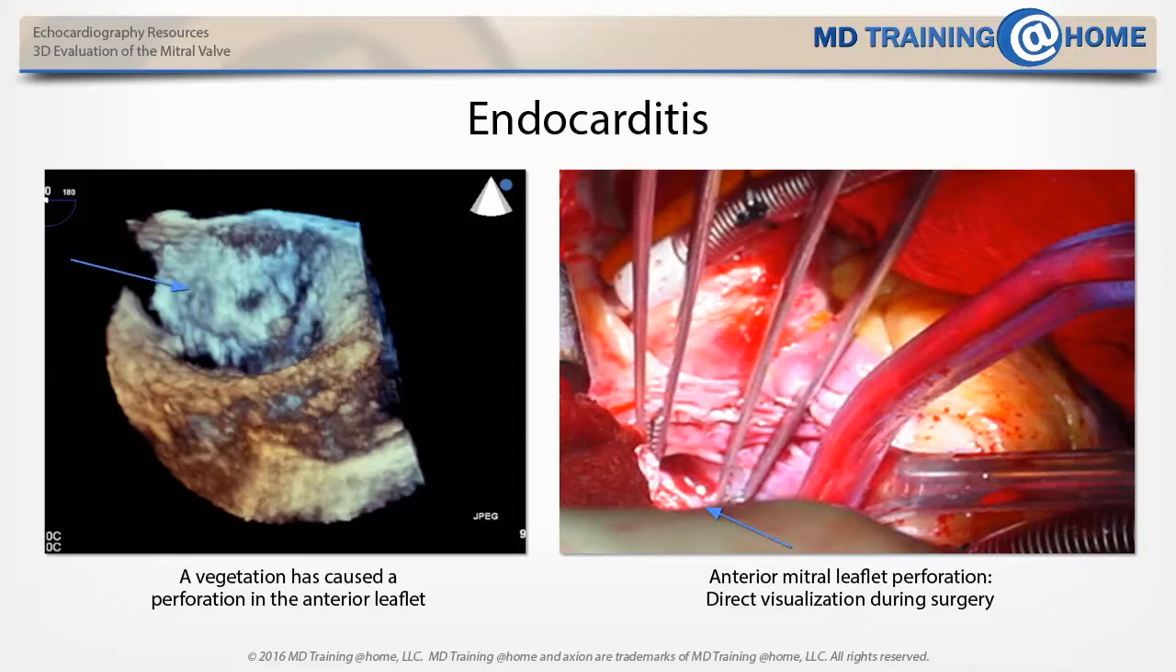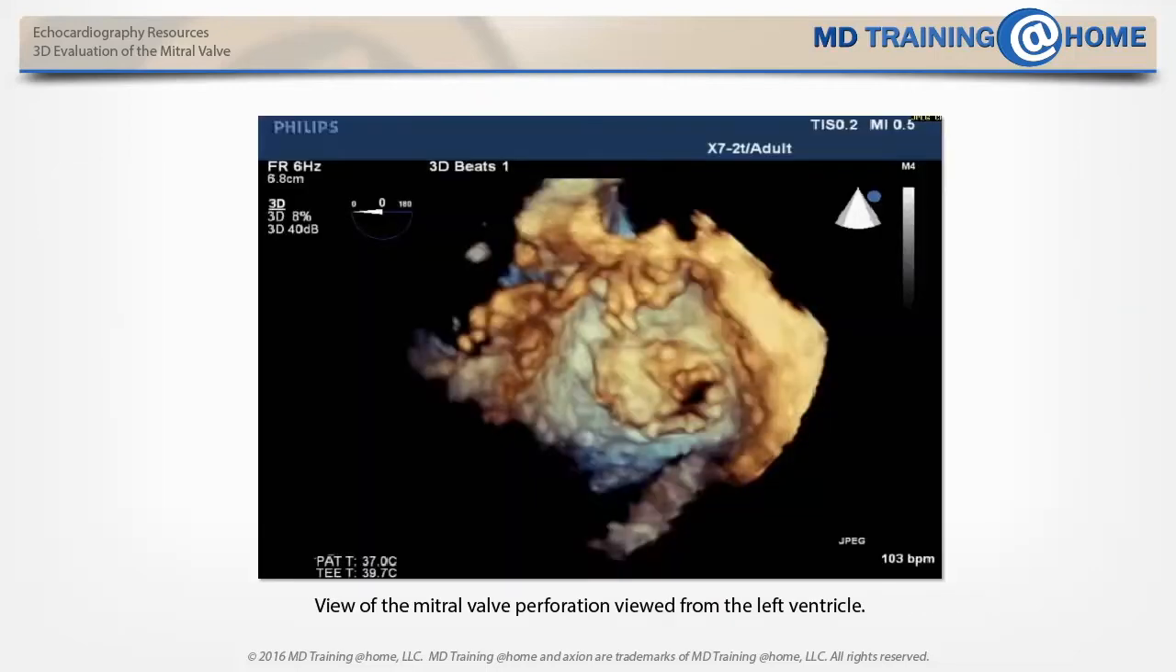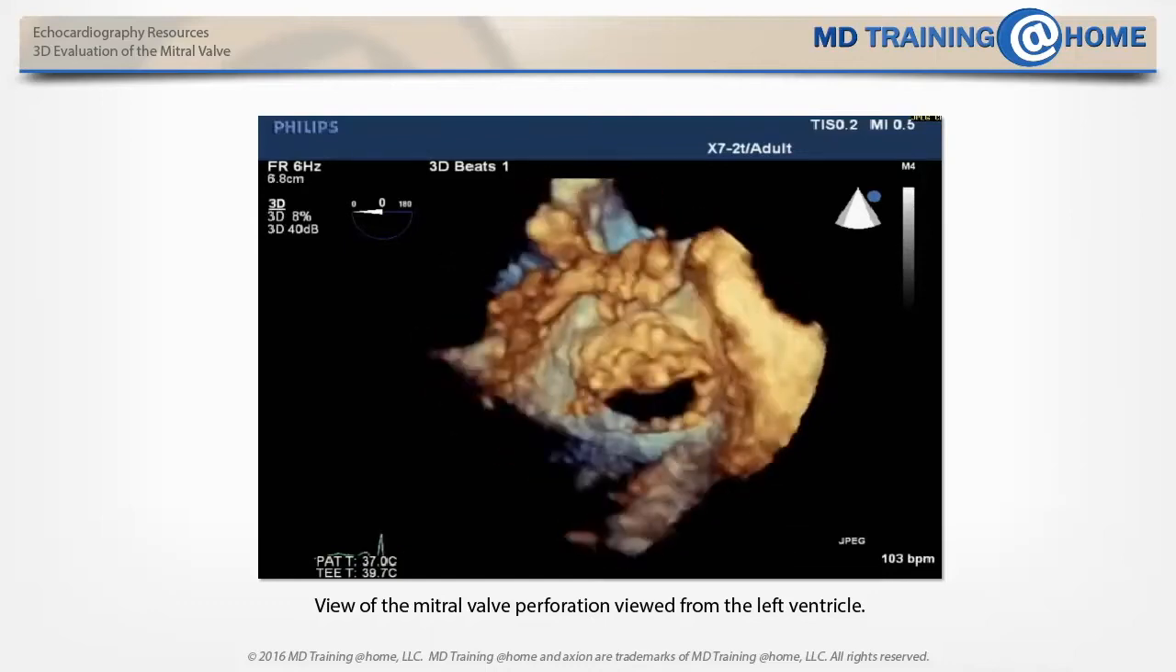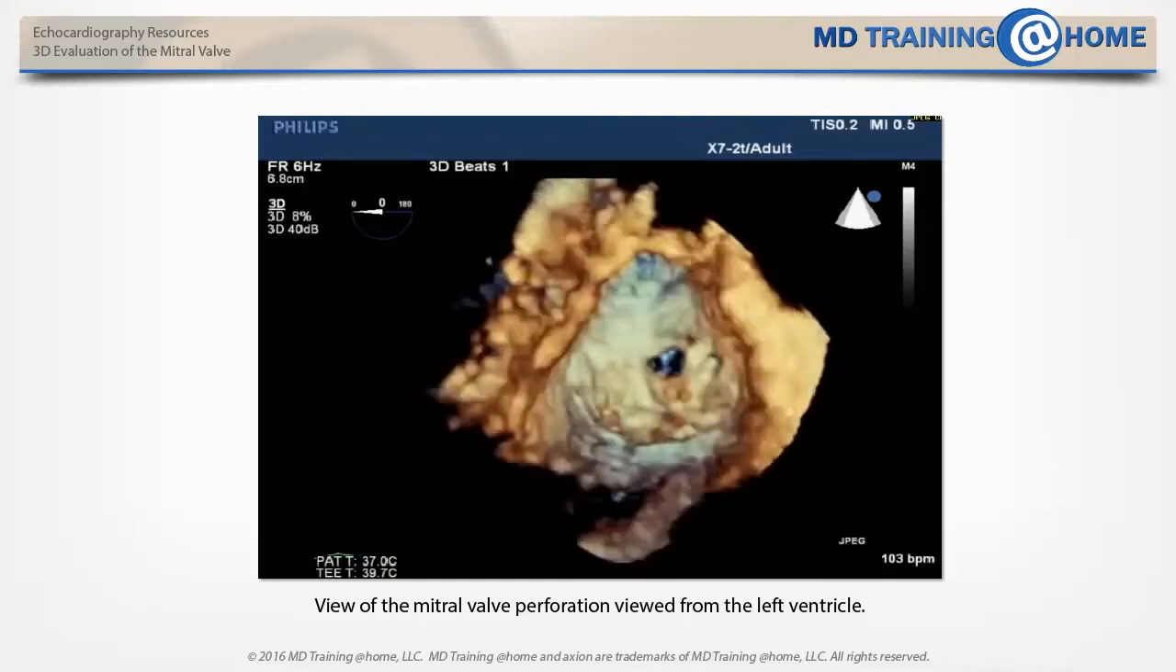We will end with some interesting cases of mitral valve endocarditis. In this example, the bacteria essentially ate a hole in the valve. Mitral valve perforations are underdiagnosed with 2D images and more easily recognized with 3D imaging. This case example shows a mitral valve perforation as visualized from the left ventricle.